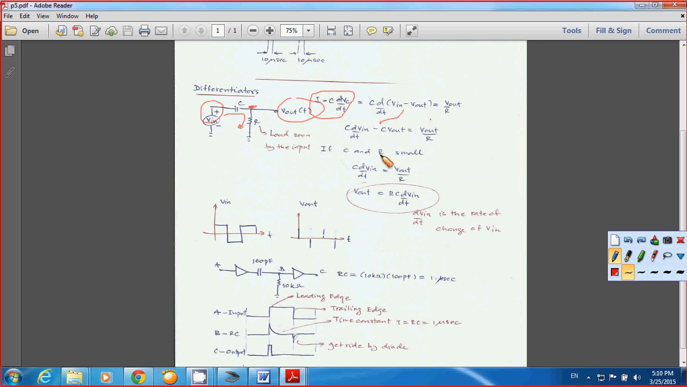Now for differentiators, if C and R are small, what happens? When R is small, this term is large, and this term is small, correct? So you ignore this term. You end up keeping this term. So C dV in over dt equals V out over R, and you want to find V out. You simply multiply R by C dV in over dt, and that's why they call it a differentiator, because you differentiate the input to get V out.